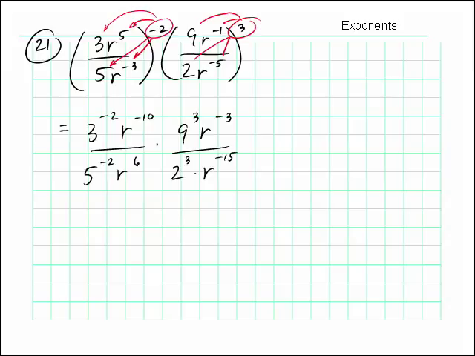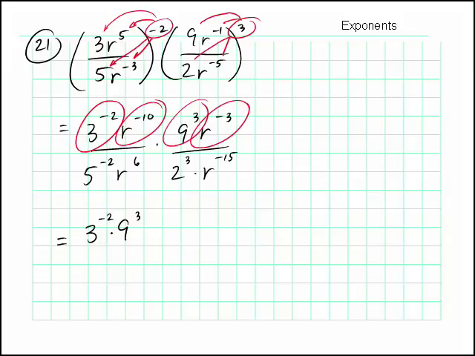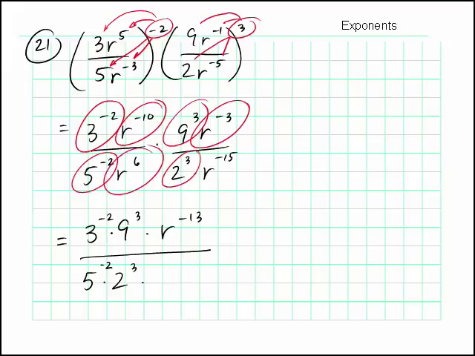Okay, let's combine some things now. 3 to the negative 2 and 9 cubed, let's put those together, like that. R to the 10th times r to the negative 3, I add the exponents, so that is going to be r to the negative 13. For the denominator, I have 5 to the negative 2, 2 to the 3rd, r to the 6, and an r to the negative 15th, add those exponents and you'll get an r to the negative 9.